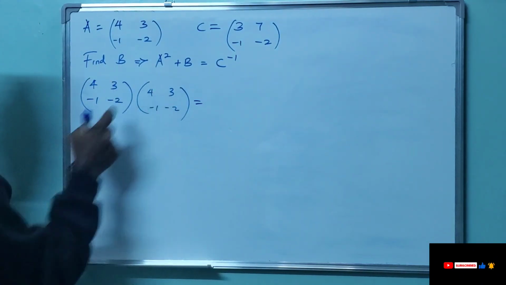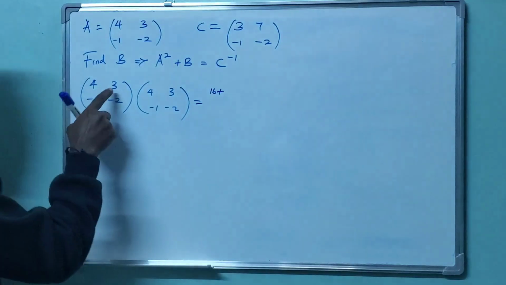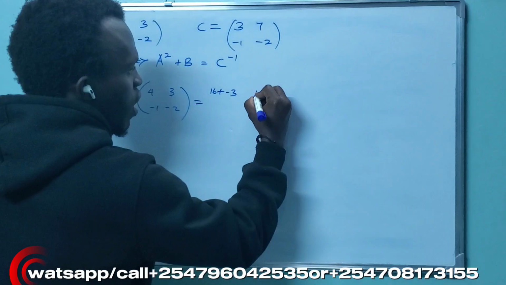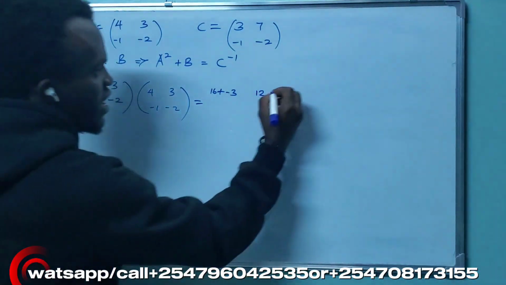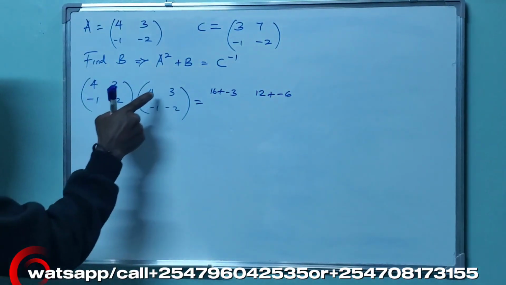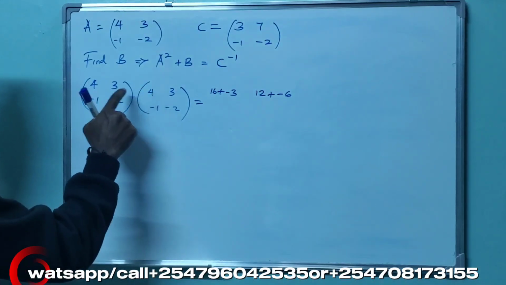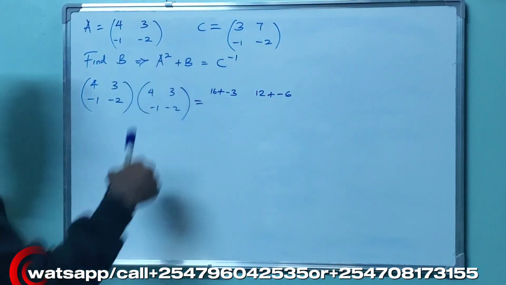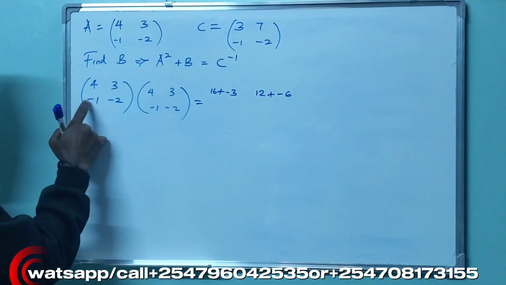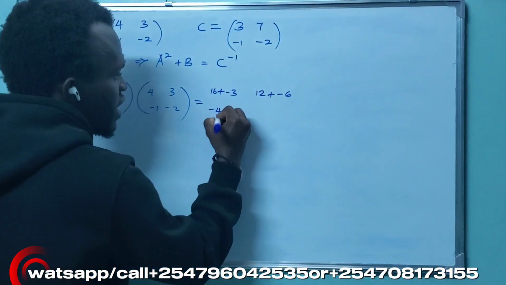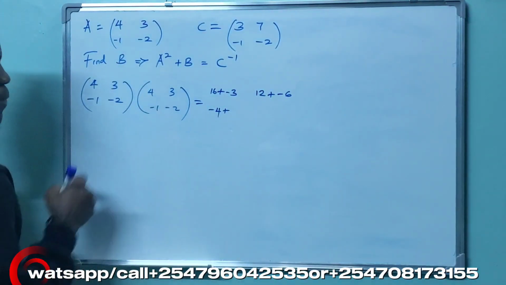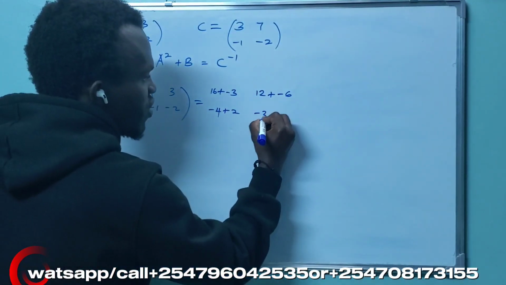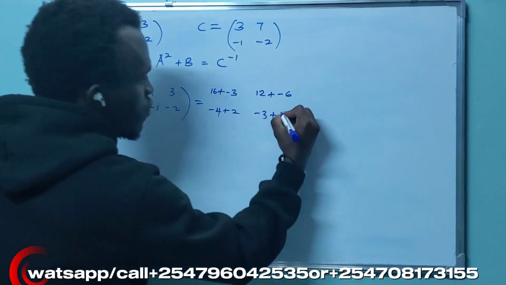4 multiplied by 4, that is 16, plus 3 multiplied by negative 1, that is negative 3. Then 4 multiplied by 3, that one is 12, plus 3 multiplied by negative 2, that one is negative 6. Now we are done with the first row and the first column, and the first row and the second column. So we go to the second row with the first column, and the second row with the second column. So the second row and the first column is going to be negative 1 multiplied by 4, that is negative 4, plus negative 2 multiplied by negative 1, that is 2. Then negative 1 multiplied by 3, that one is negative 3, plus negative 2 multiplied by negative 2, that one is 4.